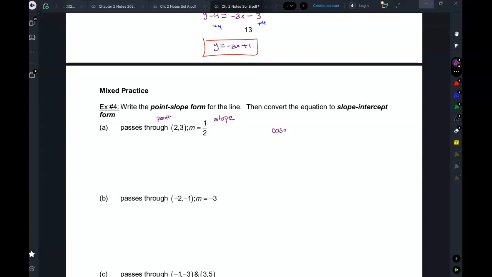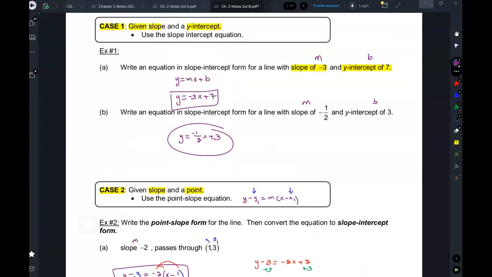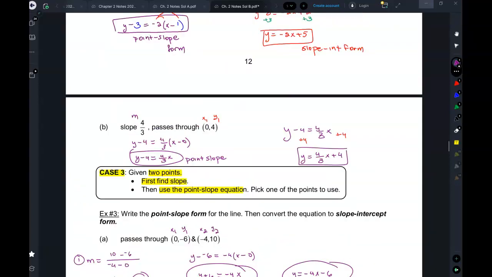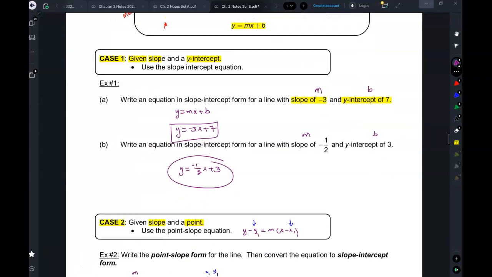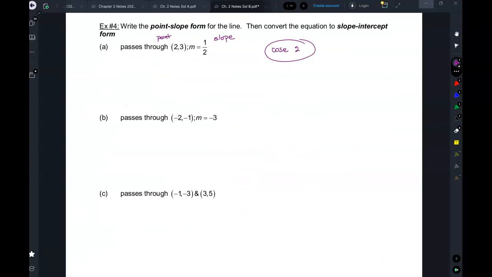You're sure? Here. So case 3 is you're given 2 points. Case 2 is this one, right? This is what I want you to do on your homework. Case 2, and then when you go to case 2, it says, oh, use the point slope equation. So now I know exactly what equation to use. Do you see how I did the notes, right?